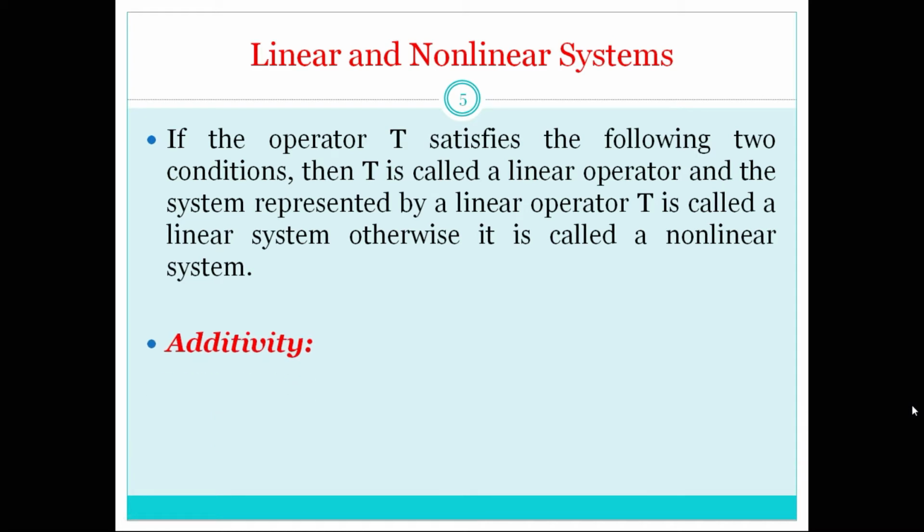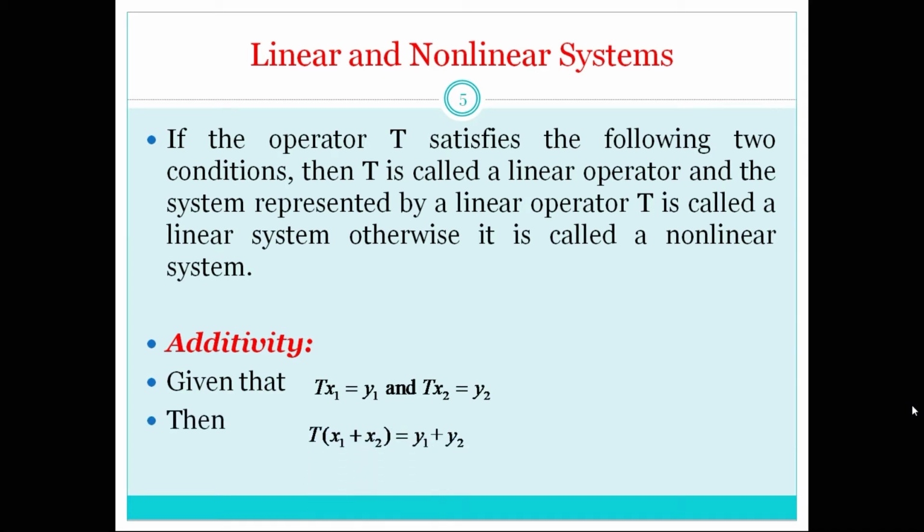First one is additivity. So what does additivity mean? Let T x1 be equal to y1. That means capital T is the system and x1 is the input, and y1 is the output that comes out. And the same thing, T x2 is equal to y2. Now if this is the case, according to additivity, capital T of x1 plus x2 is equal to y1 plus y2. Okay, this is the additive property. So this property has to be satisfied for a linear system.